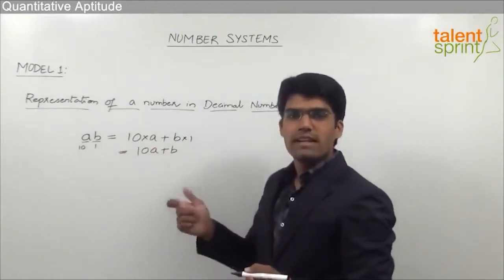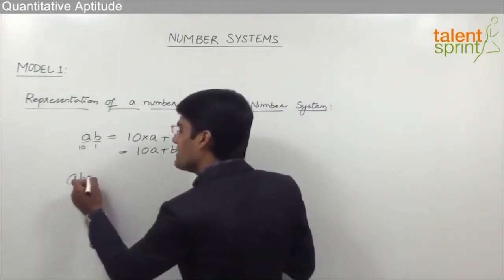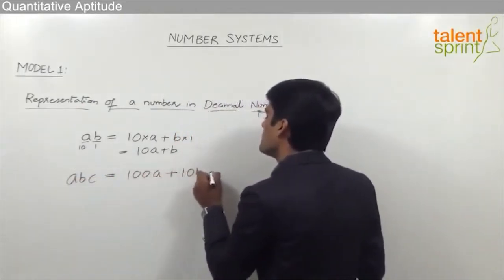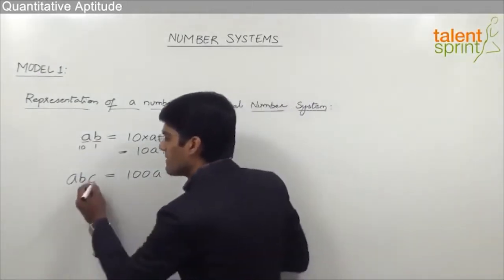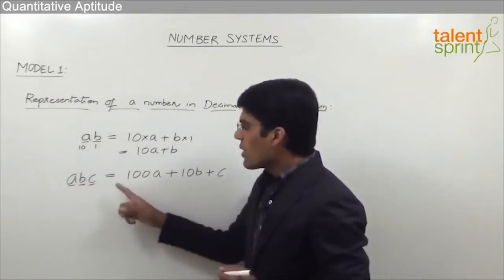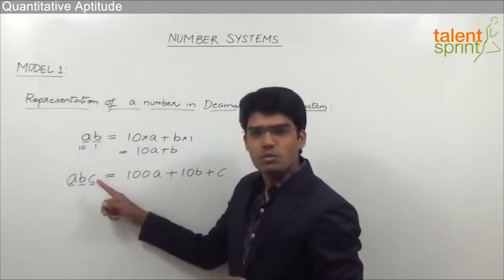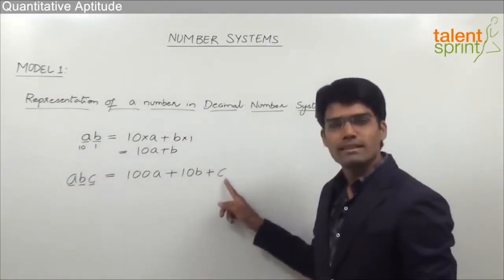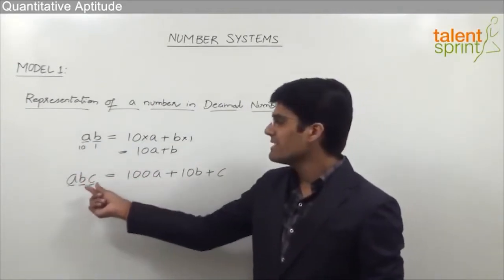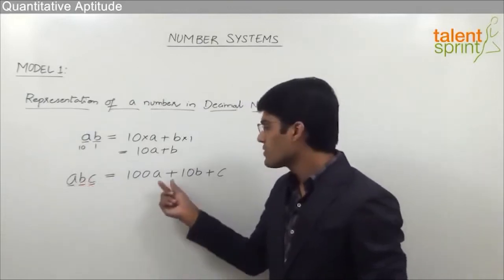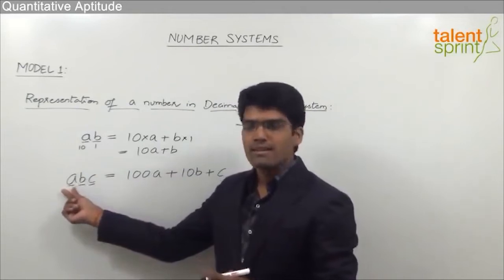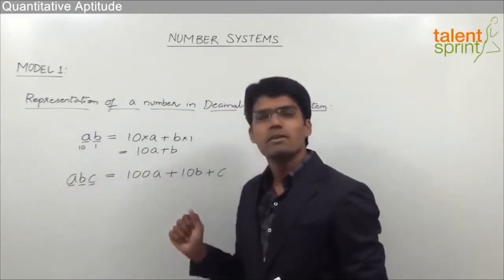Similarly, if there is a three-digit number ABC, that three-digit number ABC should be taken as 100A plus 10B plus C. Why? Because these are referred to as units place, tens place and hundreds place respectively. So whatever digit is present in place of C should be multiplied with 1. So C into 1 is C, plus this B has to be multiplied with 10. Why? Because it is in tens place. The place value is 10. So multiplied with 10, plus the digit in place of A or in hundreds place has to be multiplied with 100. Why? Because the place value is 100.